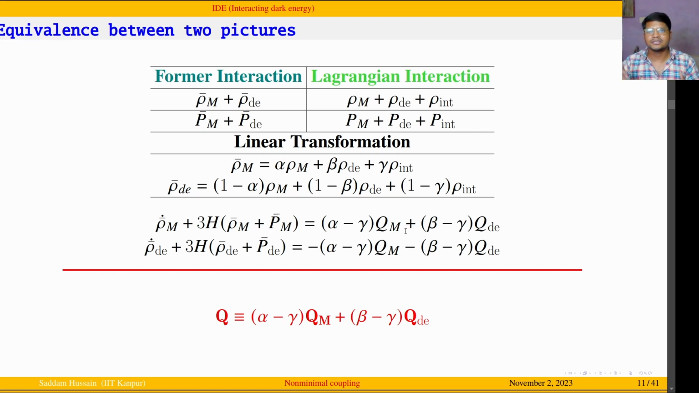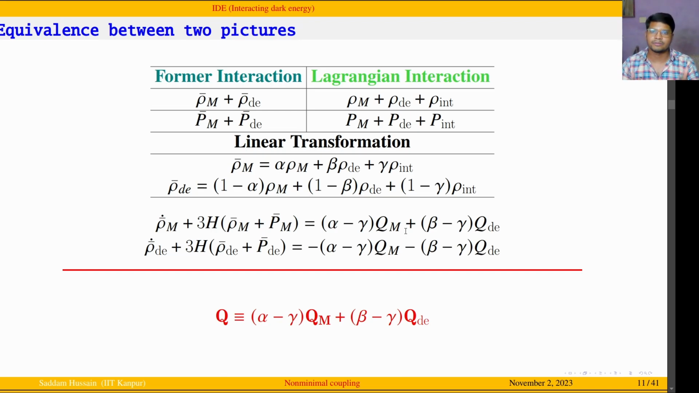So if you do any such transformation between these things, let us say that rho m has to be equal to rho m plus rho d plus rho interaction, right? If you do such a transformation which does not change the rho total in any phase, then we can say that these two pictures are equivalent. So in the conventional picture we have rho m plus 3H rho m equal to Q. From these two things, can we get something?